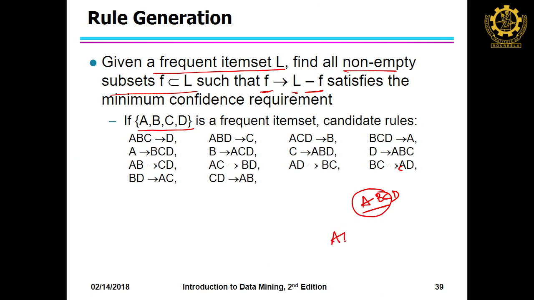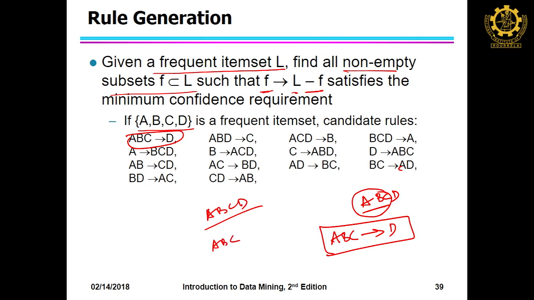So, you make the rule A, B, C and subtract: A, B, C, D minus A, B, C. So, you will get D. So, this is the A, B, C and D. This A, B, C, D is the frequent item set, you generate all the subsets. So, A, B, C will be one subset. So, you write the A, B, C on the left side and then on the right side you write A, B, C, D subtract A, B, C.